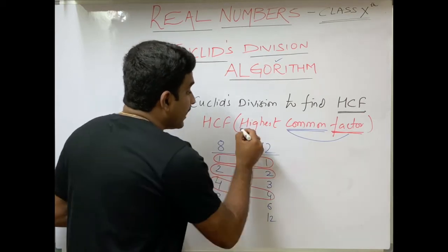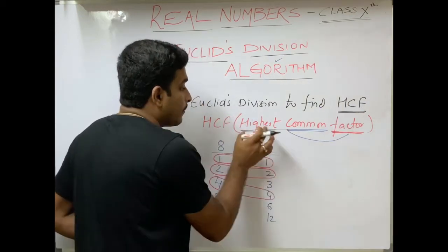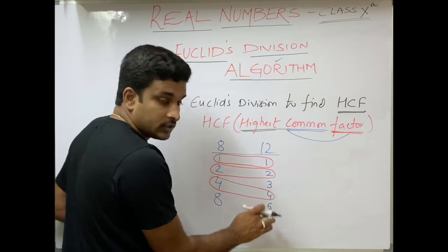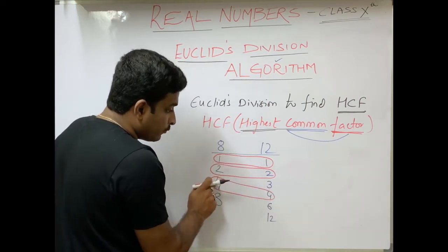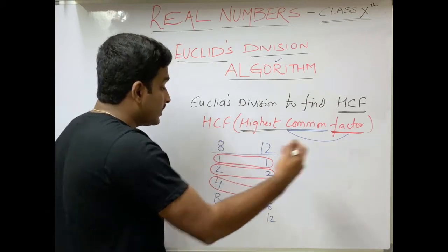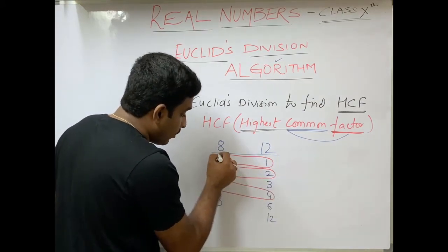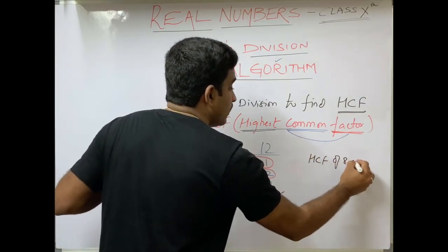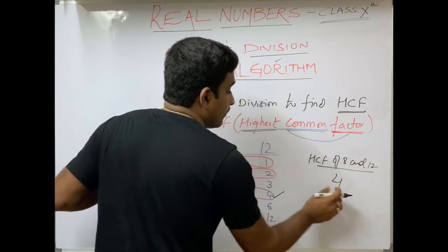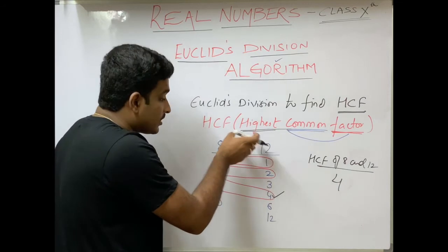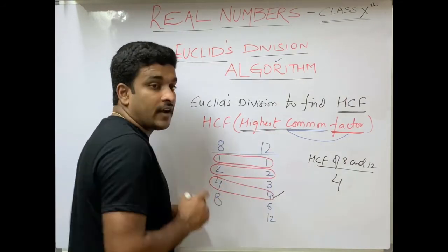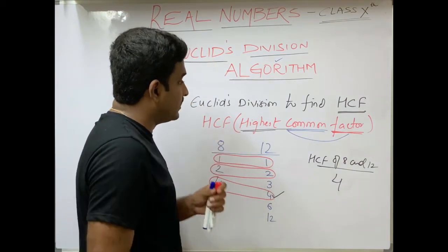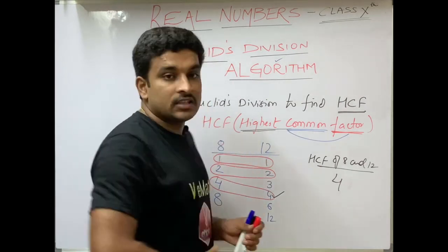Now comes the next thing, the highest common factor. When we combine the factors, they are 1, 2, 4, 8 and 1, 2, 3, 4, 6, 12. The common ones are 1, 2, 4, and from these we have to take the highest. The highest is 4. That's why the HCF of 8 and 12 is 4, because it is the highest common factor between the individual factors of 8 and of 12. Euclid's division to find HCF, I'll explain in the next class.